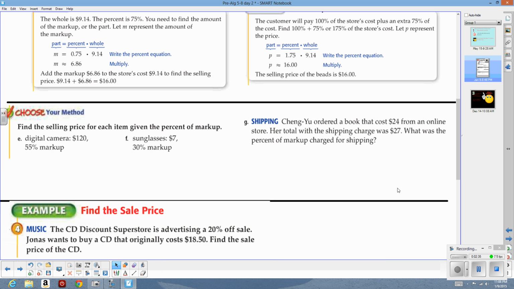All right, so we're going to find the selling price for each item given the percent of markup. The first problem is a digital camera that's $120 and they're going to mark it up 55%. So you can either figure out 55% of the cost, which is 55/100ths times $120.